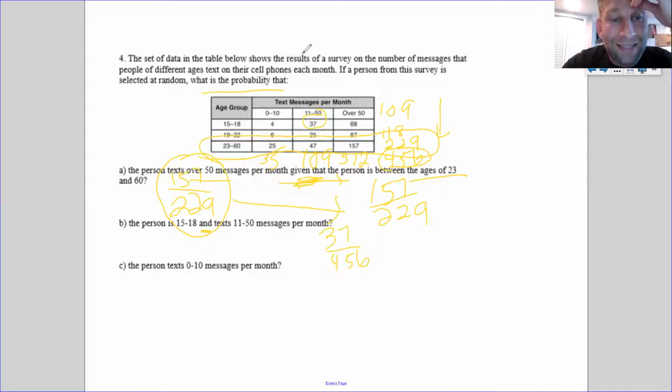The person texts 0 to 10 messages per month. There's no condition. All it's talking about is the person texts 0 to 10 per month. Well, 35 out of the total. The denominator is always your total unless there's a condition. If there's a condition, circle the condition, and that becomes your denominator.